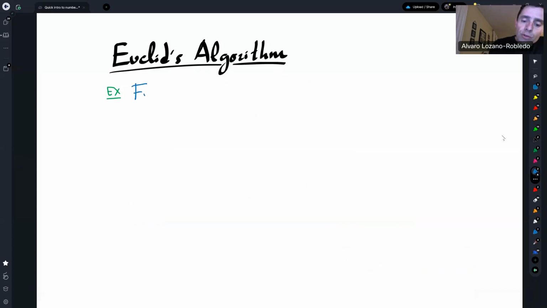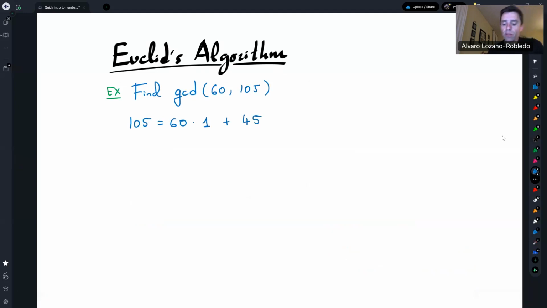So what we're going to do now is, through an example, show you how to do Euclid's algorithm to find the GCD of 60 and 105. What you do in Euclid's algorithm is repeated long divisions, so divisions with quotient and remainder. I start with the largest number and divide by the smaller number. 60 goes into 105 one time with a remainder of 45. So that's my first long division.